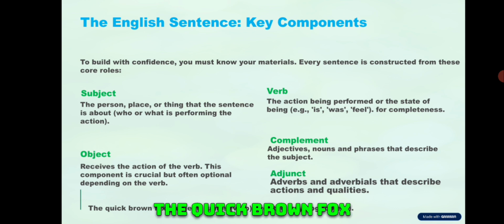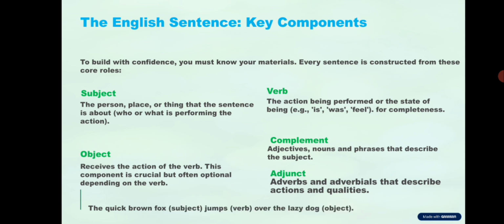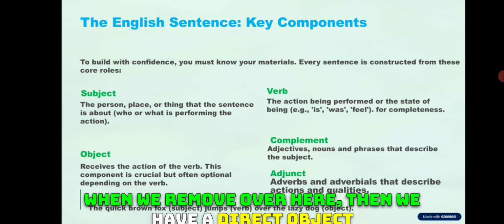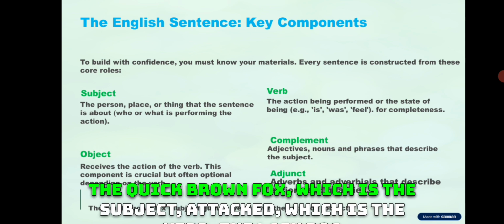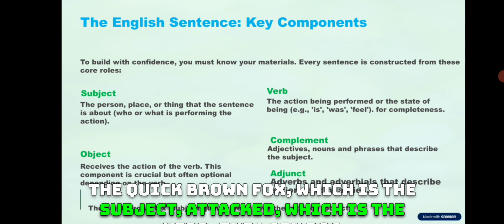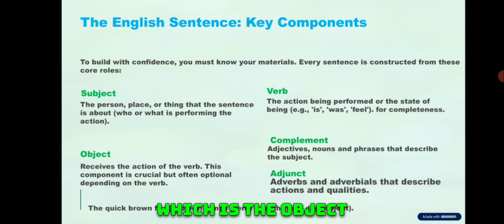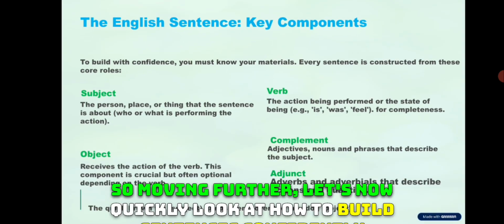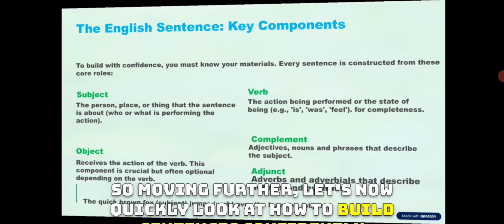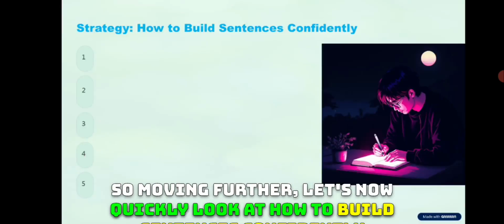The quick brown fox attacked the lazy dog. When we remove over here, then we have a direct object. The quick brown fox, which is the subject, attacked, which is the verb, the lazy dog, which is the object. So moving further, let's now quickly look at how to build sentences confidently.